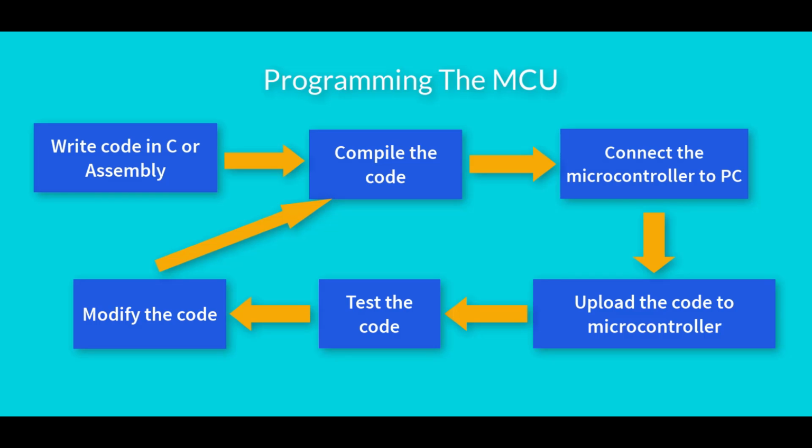Once we've uploaded the code, we test it for proper functionality and make final modifications. Then we iterate through this process. We compile the code again, connect the microcontroller, upload the new code, and test it again.